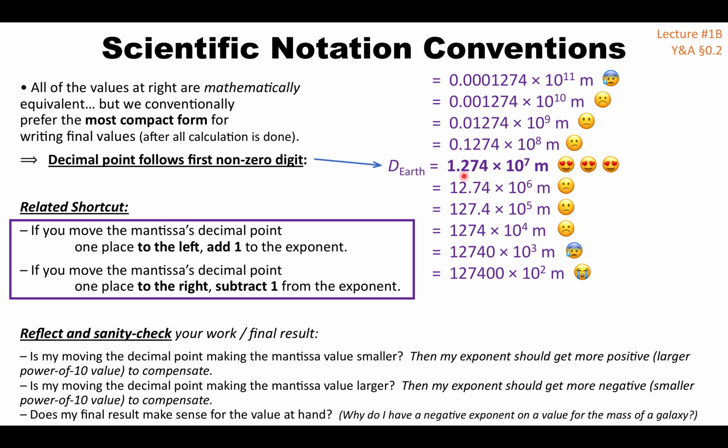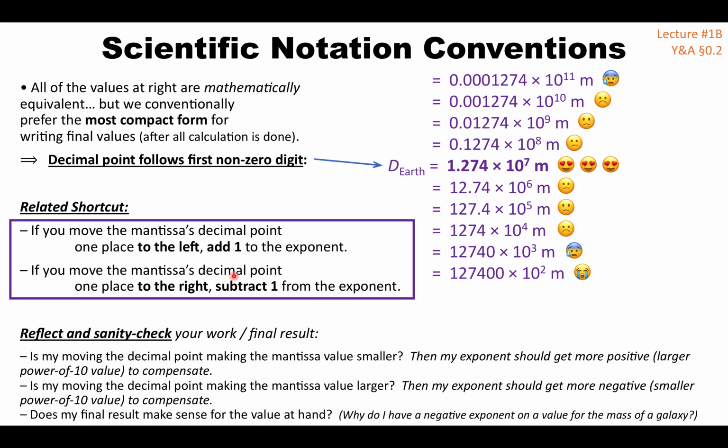Move the decimal point one place to the left again, add 1 to the exponent. Move the decimal point one place to the left again, add 1 to the exponent. And again, and again. You see how it happens all the way up as you go up this list. The reverse is also true. If you move the decimal point one place to the right, then you subtract 1 from the exponent, and you go down the list as well. Okay?